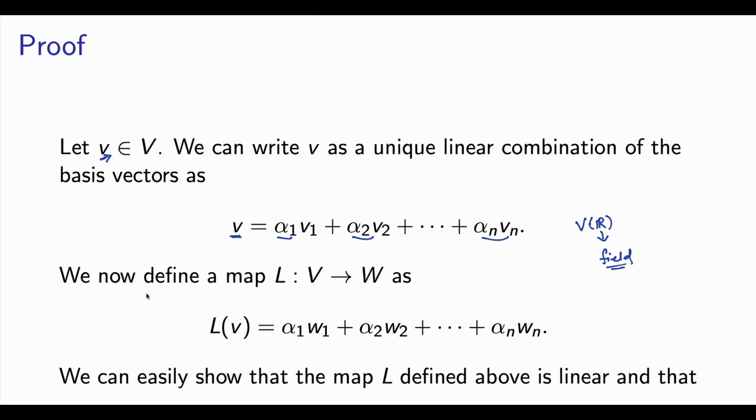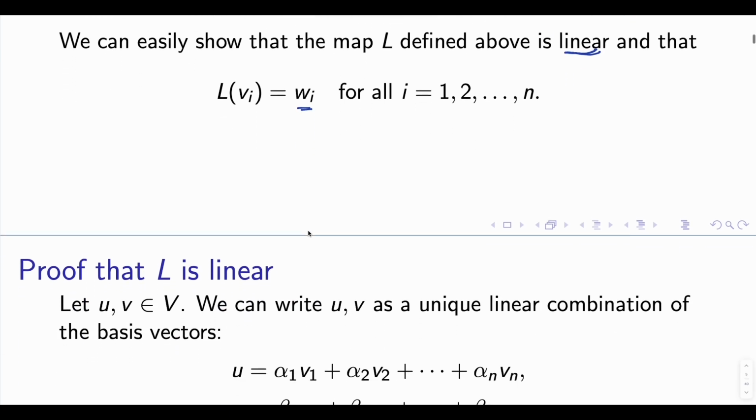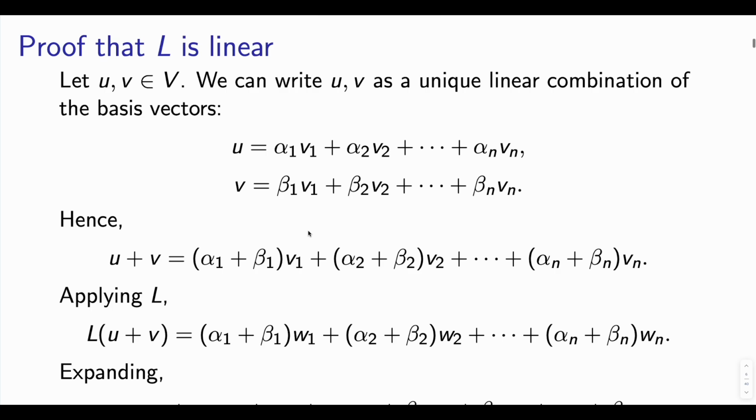Okay. So now we define a map L from V to W as L operated on v is nothing but alpha 1 W1 plus alpha 2 W2 and so on up to alpha n Wn, right? Then we can easily show that this map is linear, and L of Vi equals Wi for all i equal to 1 to n. So how do we prove linearity? We have to prove two properties: L is closed under vector addition and L is closed under scalar multiplication.